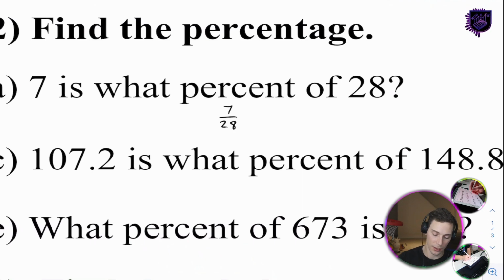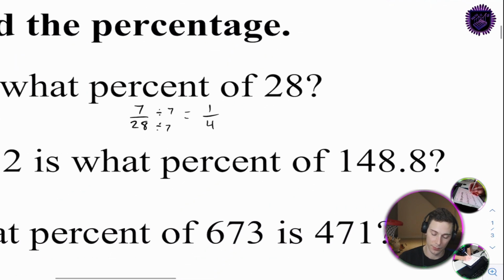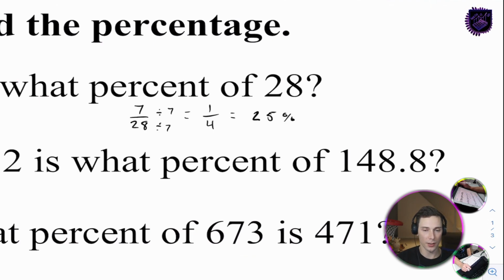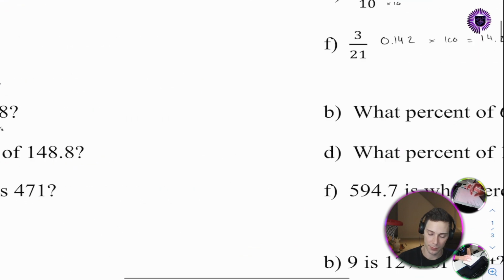Now this one actually, you can divide both of these numbers by 7, and that's going to equal 1/4. 1/4 is 25%. Like, that's just some logic right there. You can just show your work getting there in that route, but you can also just divide 7 by 28, which gives you a decimal, 0.25, multiplied by 100. Yeah, you get it. Let's look at the next one.